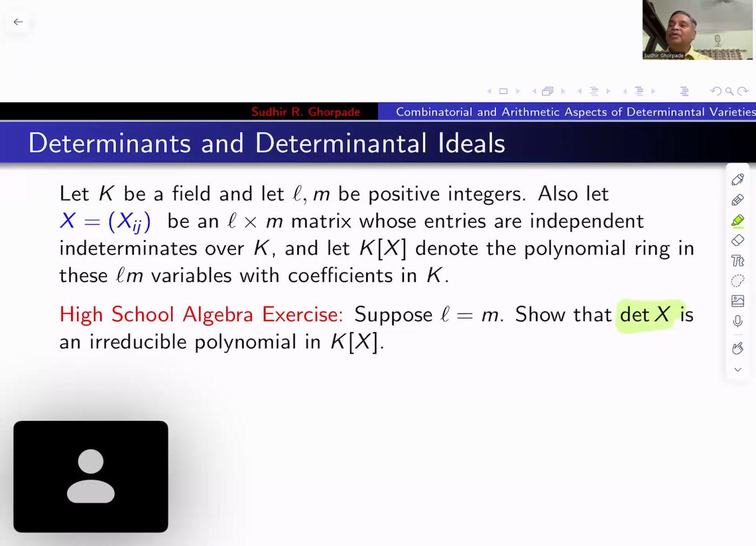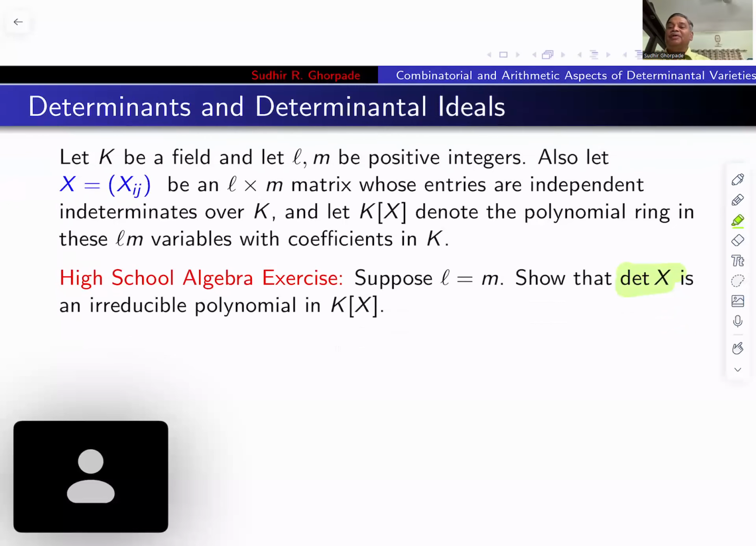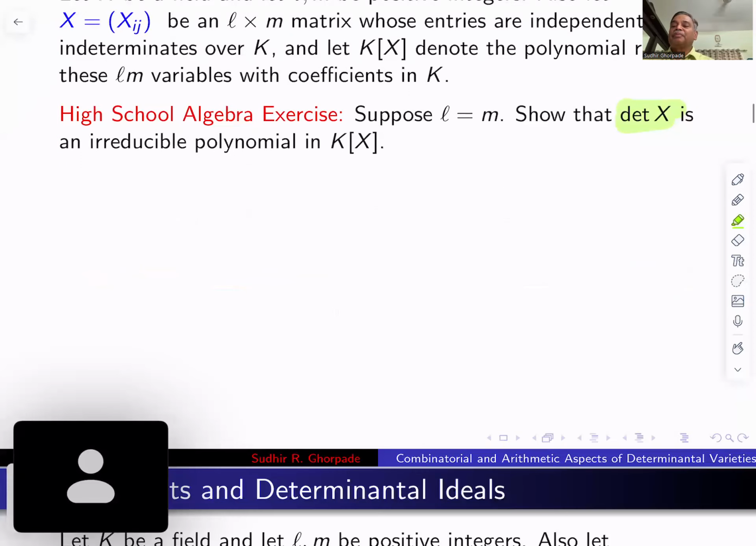So I want to continue and talk about what I think is a remarkable generalization of this, so to speak, high school algebra fact. By the way, this is not normally how you might think about determinant. This is already an interplay between linear algebra and classical algebra, in the sense of polynomials and irreducibility and so on and so forth. So a generalization of this, a remarkable generalization, as I was saying, is the following theorem.